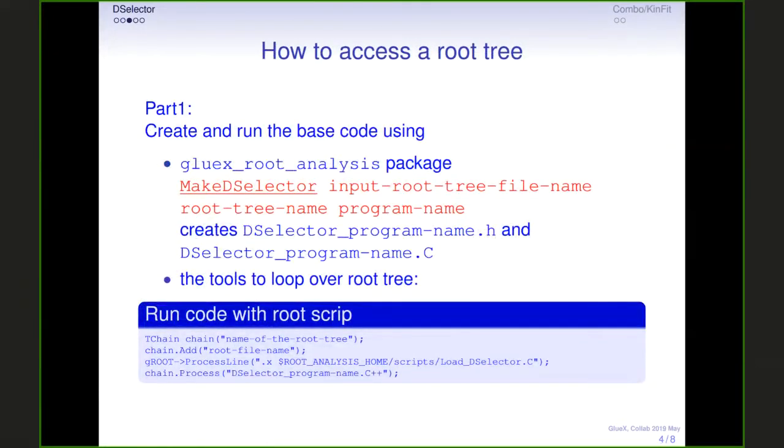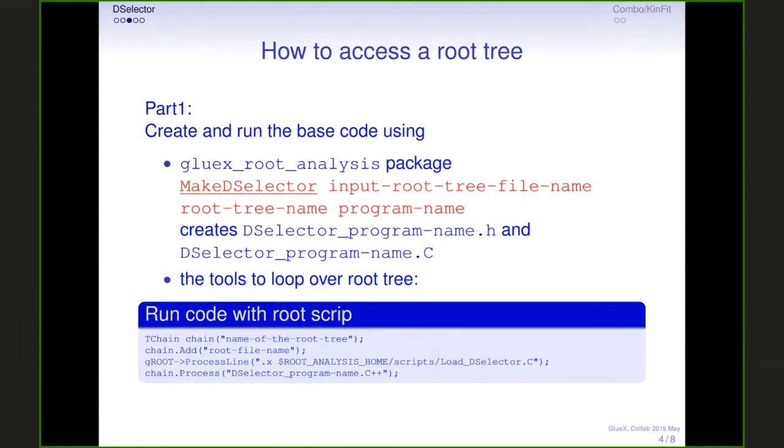All right, so now if you want to have some code to actually run over or analyze such a root tree, access the data and plot something from that root tree, all the software related to that is in the package GlueX root analysis, as Mark was already pointing out earlier. In that package, if you find the home directory, you will find a subdirectory called bin, where one of the three binaries in there is called make deselector.